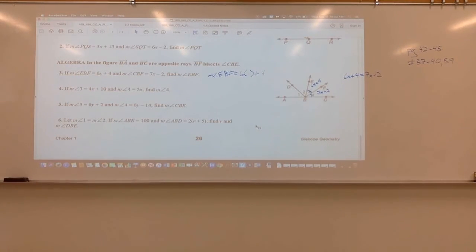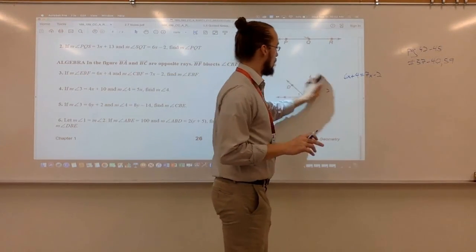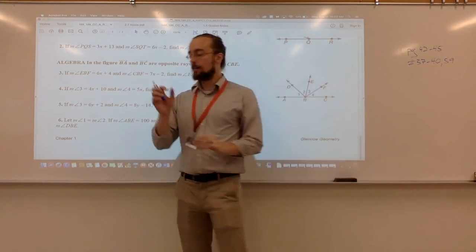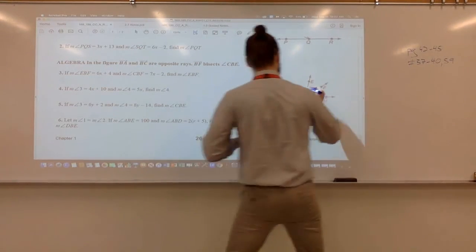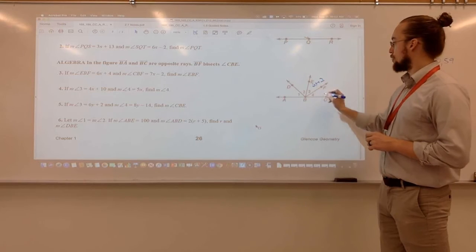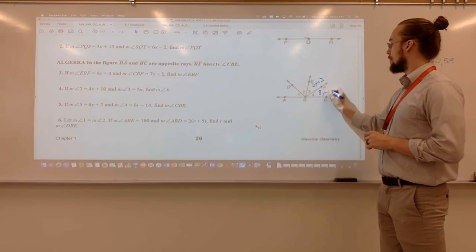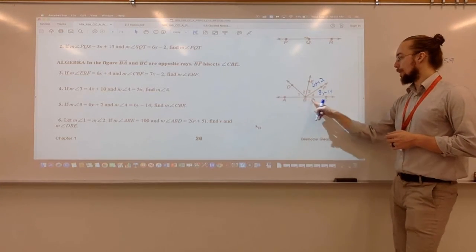All right, let's take a look at one or two of these real quick. I think I want to do number 5 together here. So on number 5, we are told the measure of angle 3 is 6y plus 2, and the measure of angle 4 is 8y minus 14. My ultimate goal is to find this whole angle here.